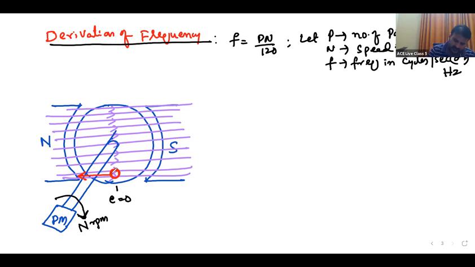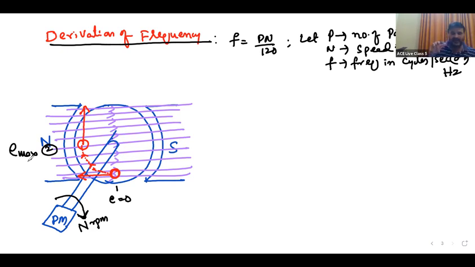But after some rotation, the conductor comes to here. The same conductor is now moving perpendicular to the flux lines, therefore maximum flux cutting. So at instant 2, the EMF is maximum, as the conductor is moving perpendicular.